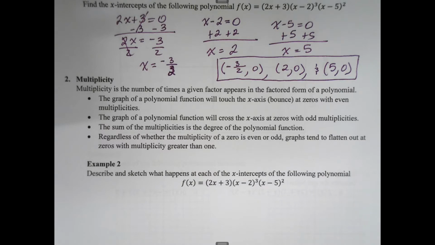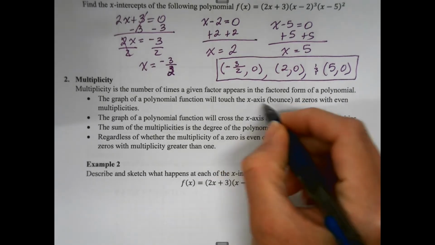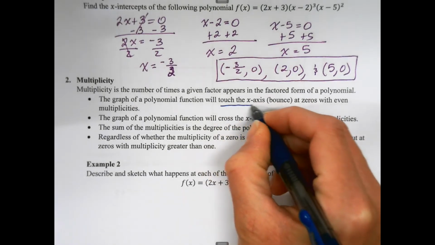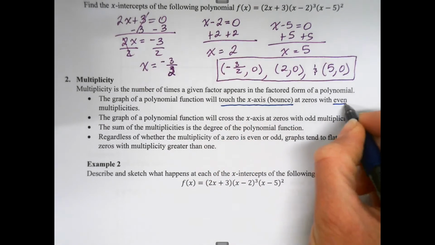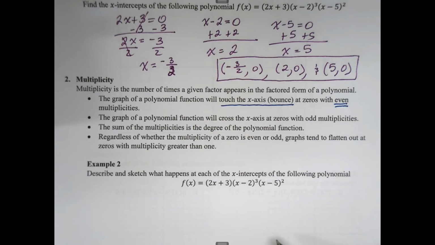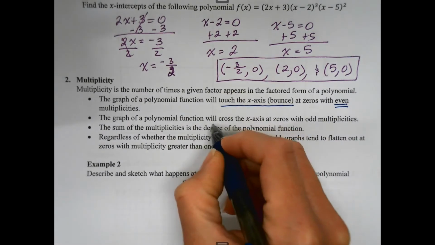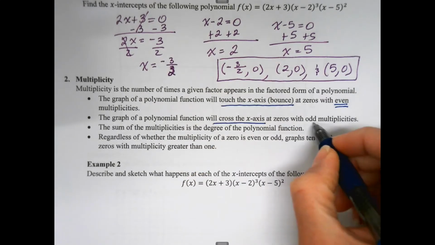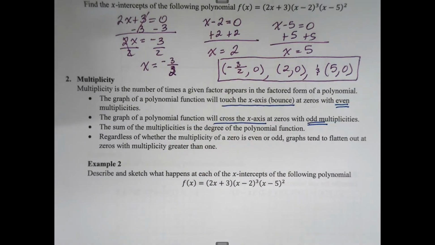Finally, regardless of whether the multiplicity of a zero is even or odd, graphs tend to flatten out at zeros with multiplicity that are greater than 1. So things to remember is that we have a bounce, or it just touches the x-axis when we have even multiplicities, and crosses the x-axis when we have odd multiplicities.